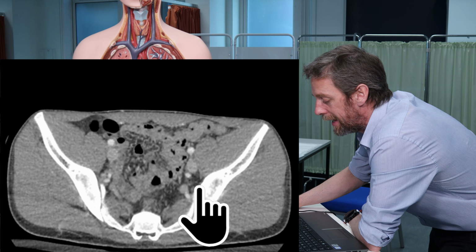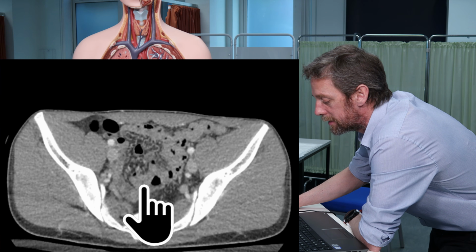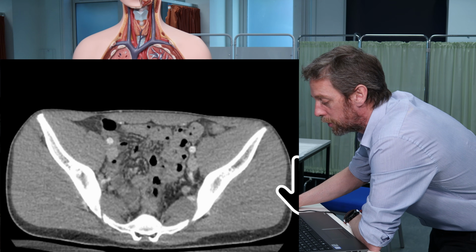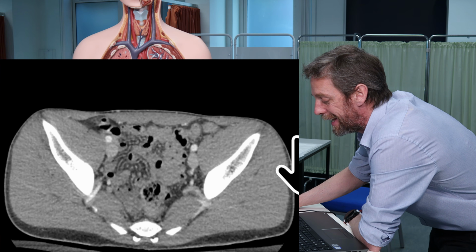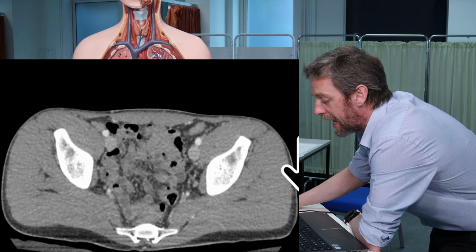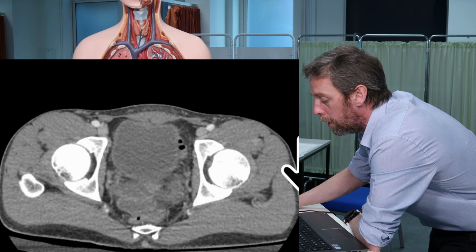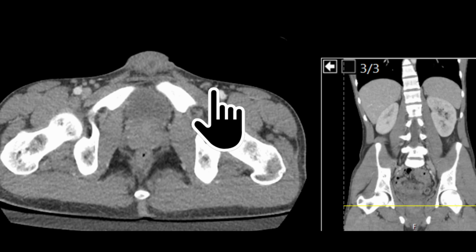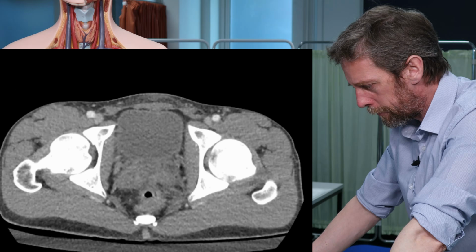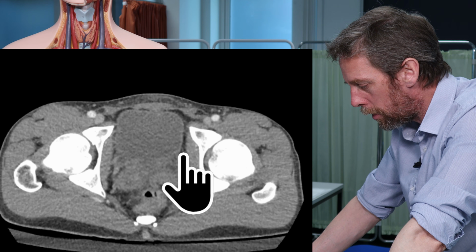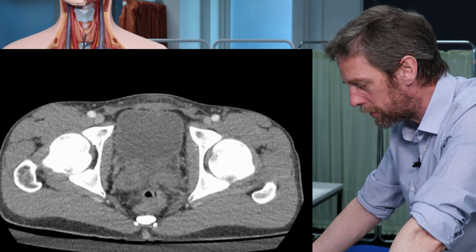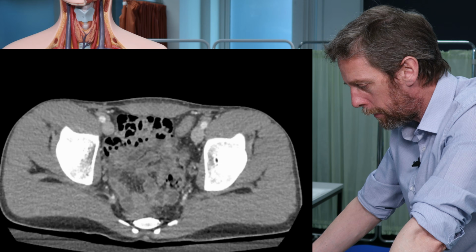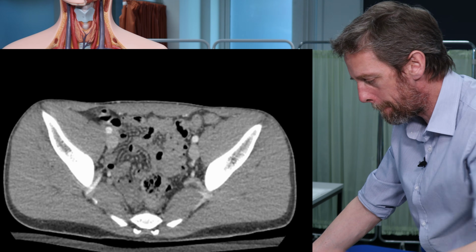And the internal iliac veins are going to run into the pelvis, whereas the external iliac veins are going to run with the external iliac arteries down towards the lower limb. Artery, vein, artery, vein. Okay, as we scroll up, watch those blood vessels all come together again.